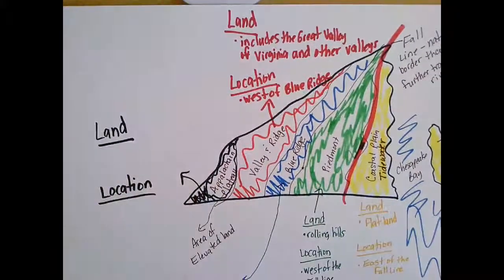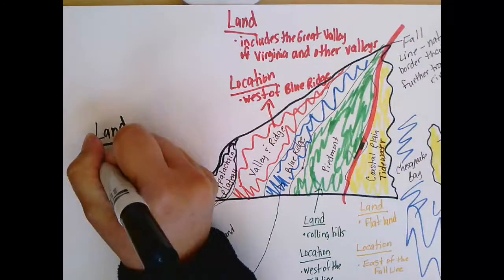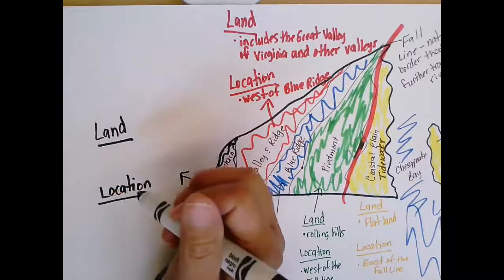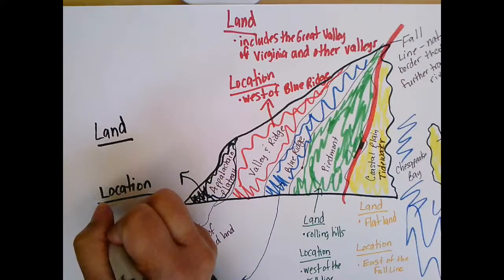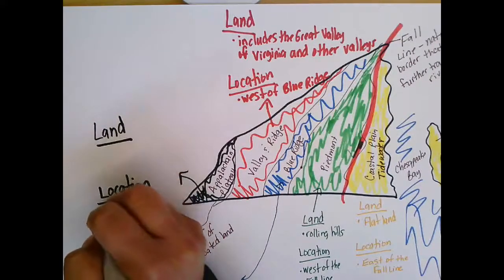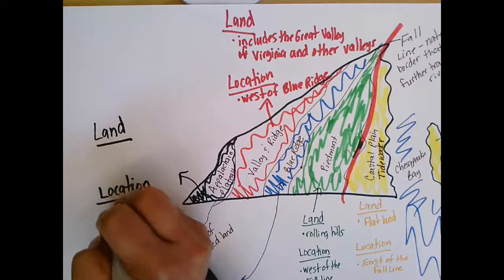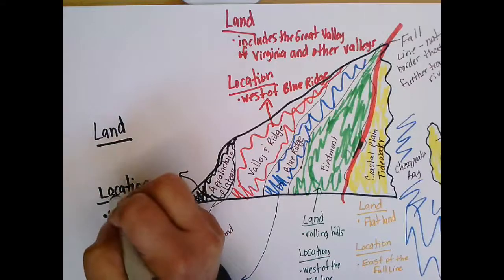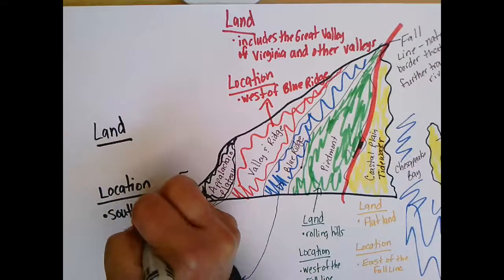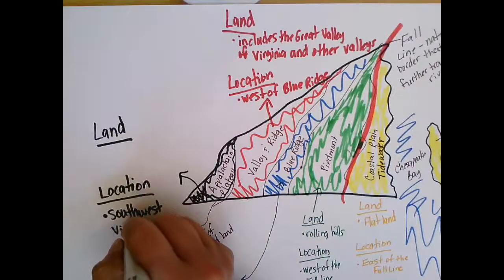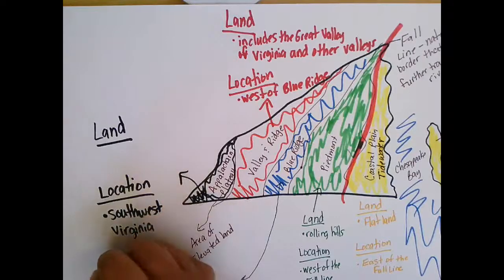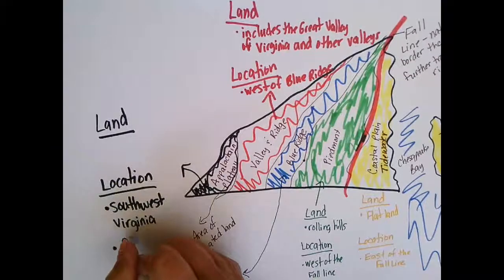Okay, so what you have to know about the Appalachian Plateau is it is located in the southern, so it's located in southwest Virginia, and only a small part of the plateau is in Virginia.